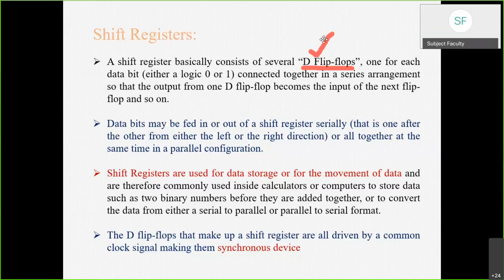Suppose I want to design a 2-bit shift register. So I have to take how many D flip-flops? Two D flip-flops, and they should be connected in such a way that the output of the first flip-flop is the input to the second flip-flop. If I want to design a 3-bit shift register, then I connect one more D flip-flop, in such a way that the output of the second is the input of the third. So this is a series arrangement.